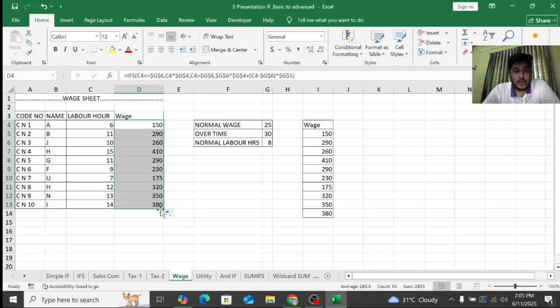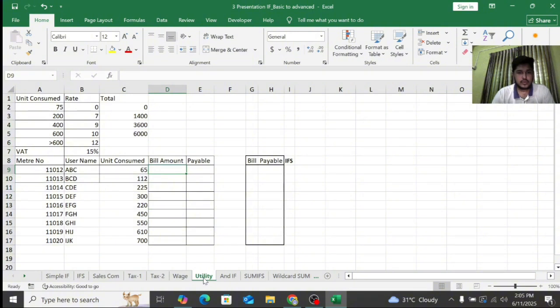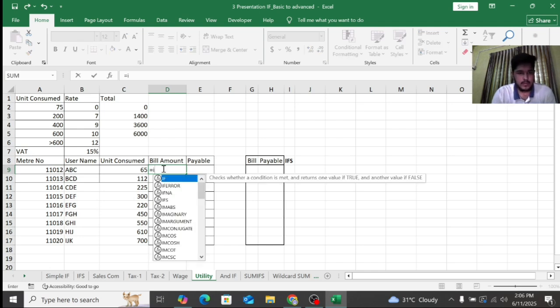Now let's move on to utility bills. How to count utility bills. For utility bills, we are going to apply the formula the same as sales commission. Okay, so for this, if there is more or less than 75 units, the result will be 0. If it is more than 200 units, it will be 7. Okay, so for this we are going to use the IFS formula.